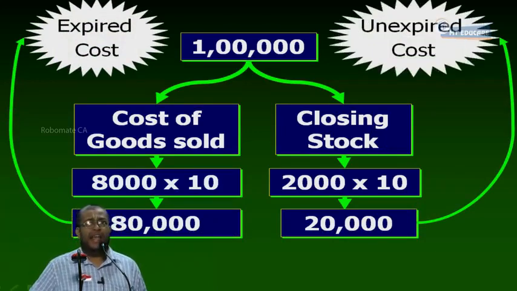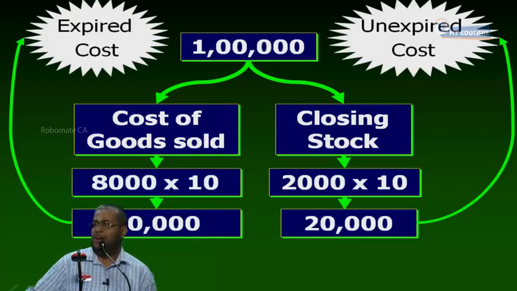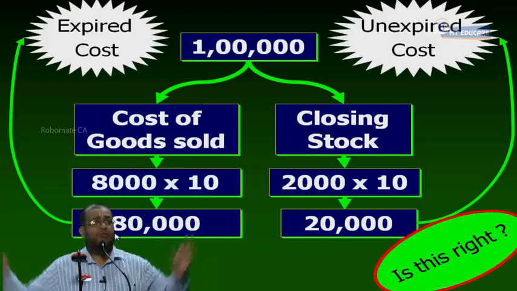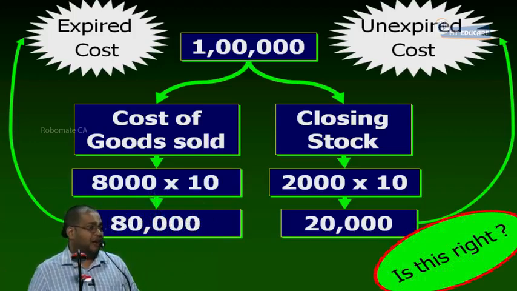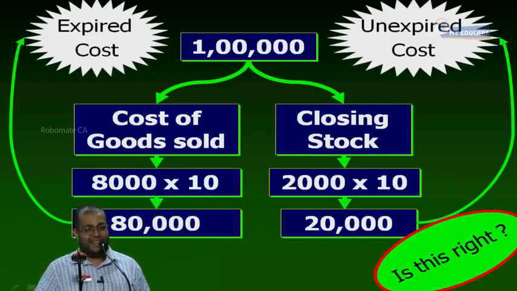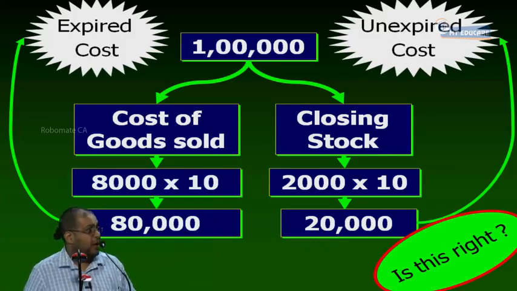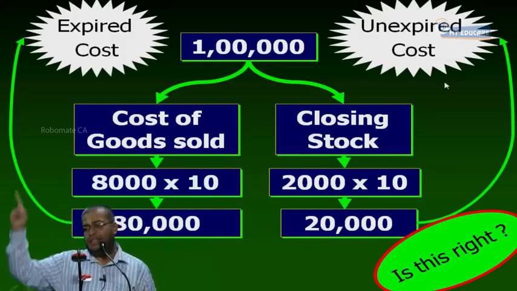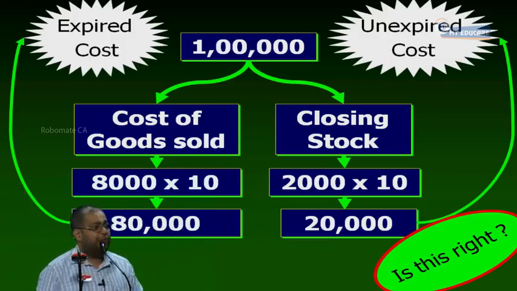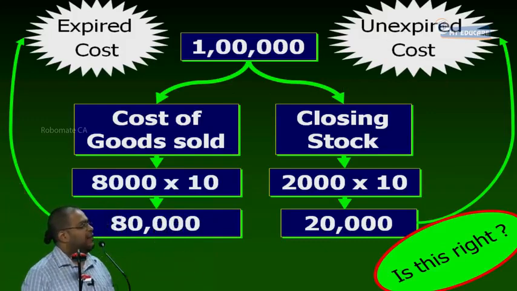So the profit is what? Sales minus expired cost. 1 lakh 20 minus 80,000. The profit is 40,000. Am I right or not? Is this right? In a question, this is wrong. This is not correct. Correct now, I need not discuss; already discussed in the previous slide. Now let us see what is the mistake we have made before taking the discussion forward. Up to this, are you following what I am saying?